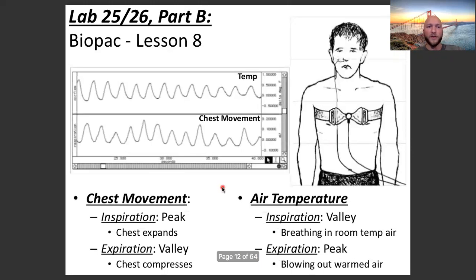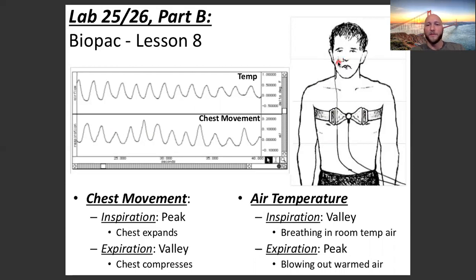All right, so let's start with the Biopack. With the Biopack lesson, we had this strap around our subject's chest, which measures chest expansion and contraction. And we have this thermometer, or thermistor, underneath the subject's nose, measuring the temperature of the air as it travels in and out of their nose. We're going to have our subject breathe normally, and we're going to measure how their chest expands and contracts, and we're going to measure the temperature of the air as it goes in and out of their nose.